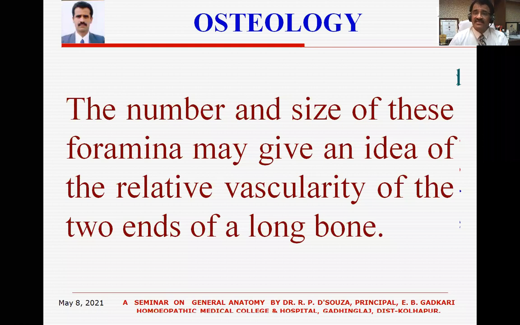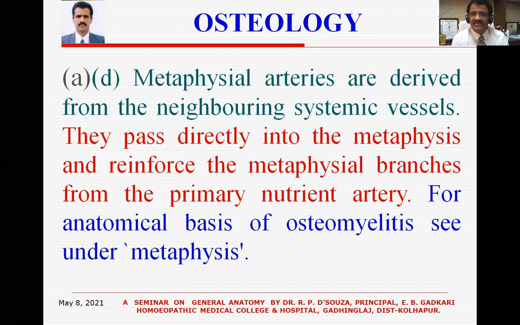And the last arteries supplying the long bone are metaphyseal. So we saw epiphyseal, periosteal, nutrient artery, and metaphyseal. Metaphyseal arteries are derived from the neighboring systemic vessels. They pass directly into the metaphysis and reinforce the metaphyseal branches from the primary nutrient artery. For the anatomical basis of osteomyelitis, see under metaphysis, where we have seen the hairpin bend type of arteries.